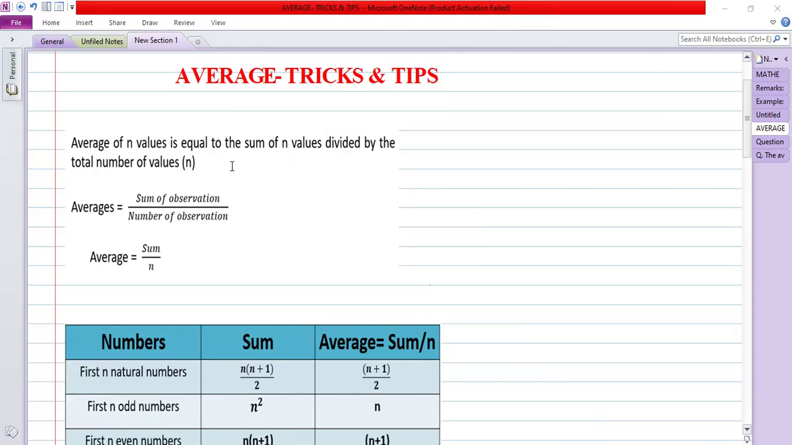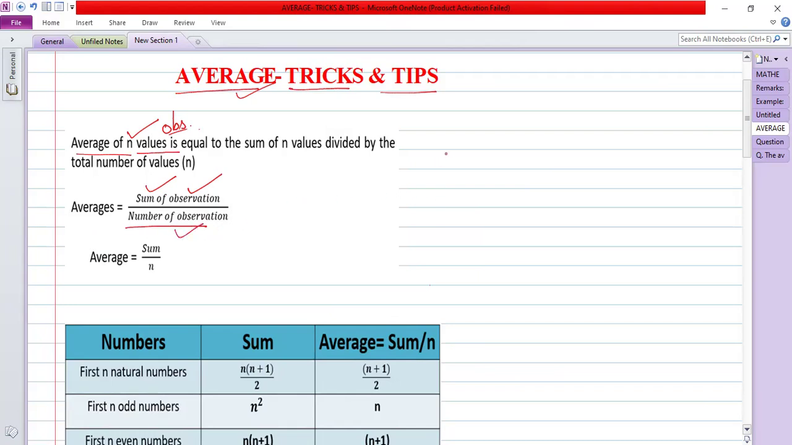So, in this lecture, I will discuss the topic of average and some tricks and tips. This lecture is part of the series on analytical skills. Suppose we have n values, then the average is given by the sum of the values or observations divided by the number of observations. So the average of n observations is the sum of observations divided by the number of observations.